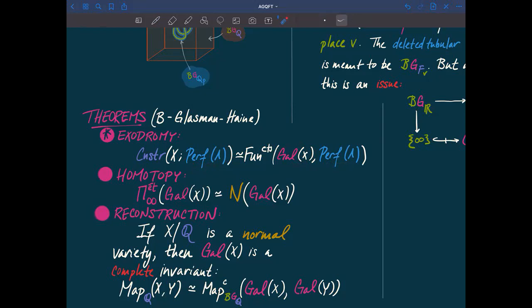That's the exodromy theorem. So in this regard, you see the constructible sheaves on any scheme, that category is really just a functor category. Well, at least if you keep the structure in mind.